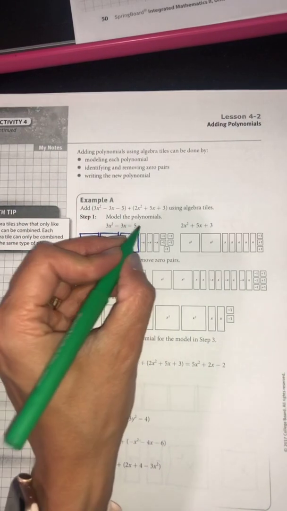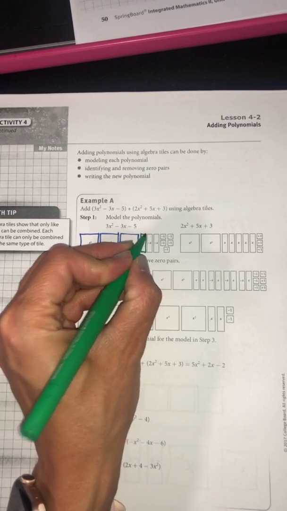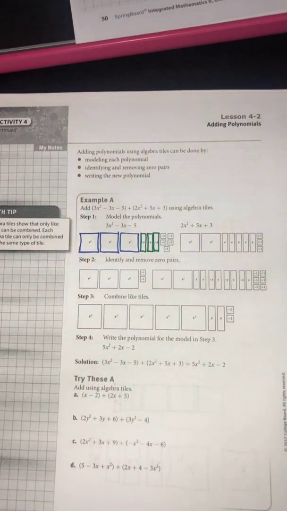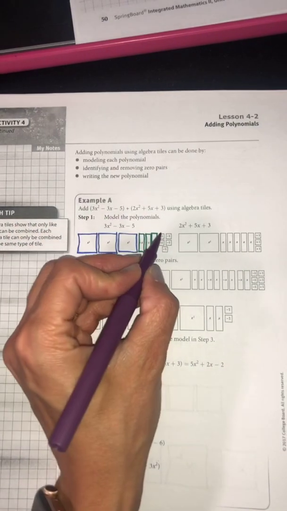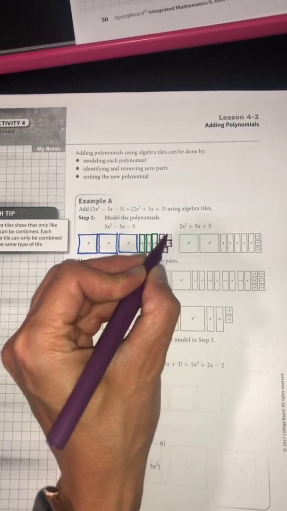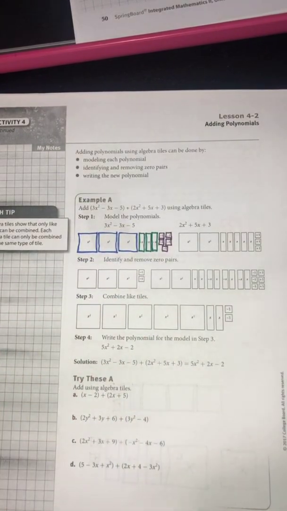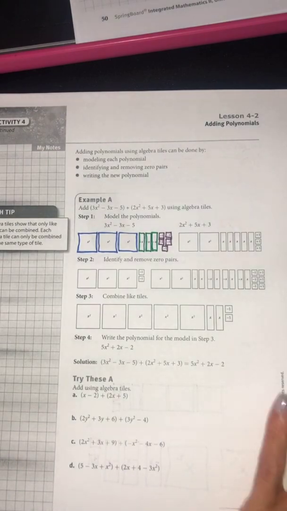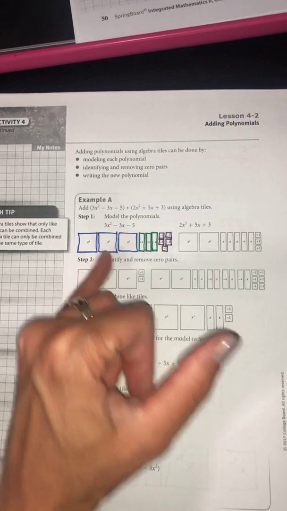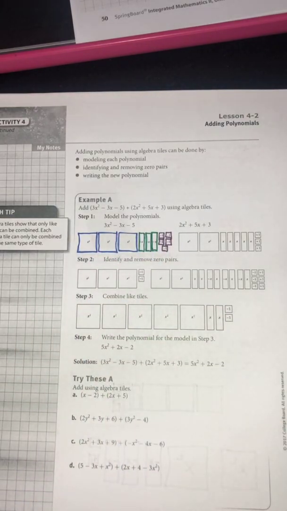The negative x's are like terms because they're all the same size rectangle. And the plus 1's are like terms because they're all the same size solar cell tile. Okay, so that just means that they're like terms. I can add up the blue ones, the green ones, and the purple ones because they're all the same type of term. That's basically what you're supposed to get from the algebra tiles.